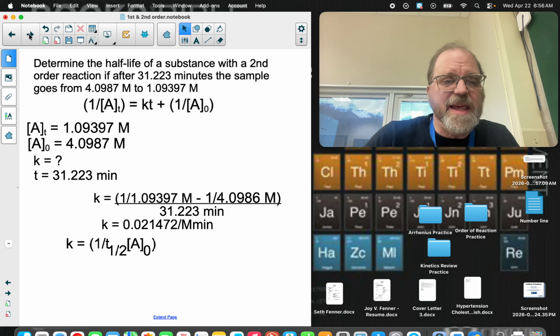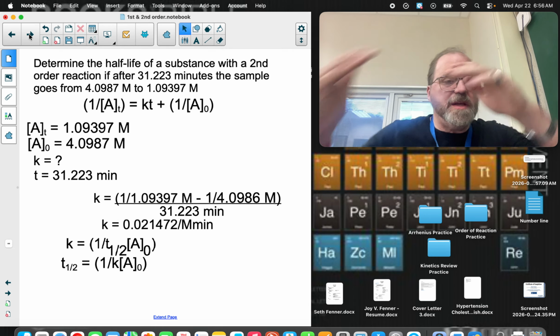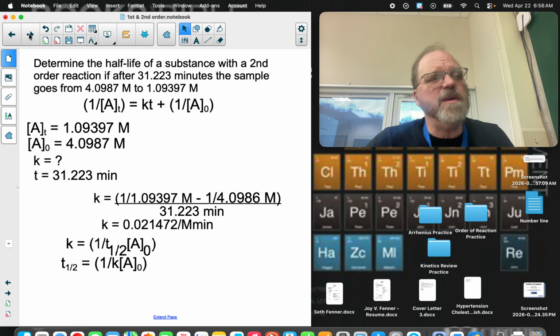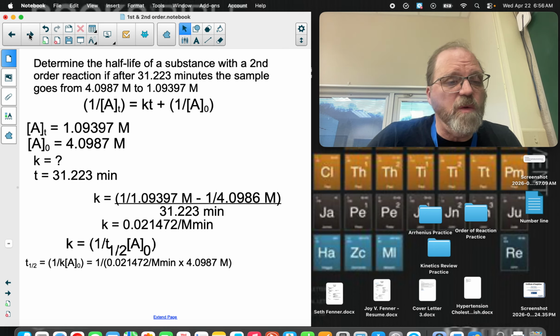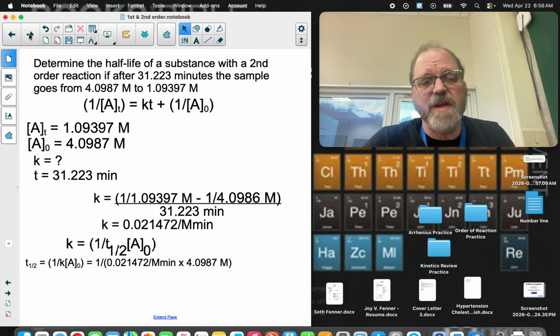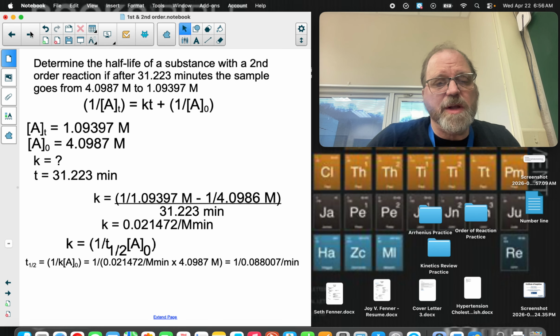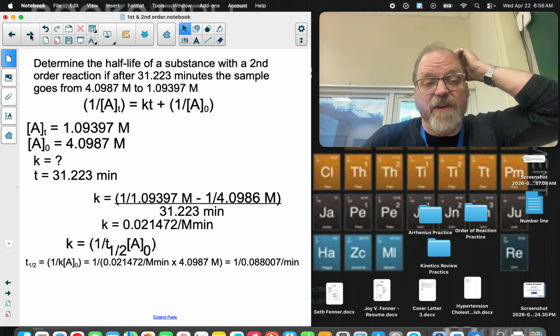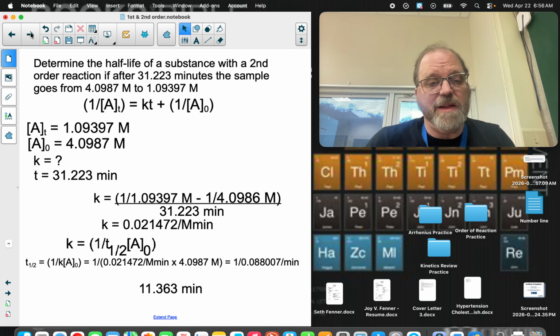Remember, we said k is equal to 1 over t_1/2 times A_0. So we're just going to swap partners. The t_1/2 is going to come up, the k is going to go down. So t_1/2 is 1 over k times A_0. So that's going to be 1 over 0.0212472 per molar minute, the value we just found, times 4.0987 molar. My molars will cross out, and I'm going to get 1 over 0.088007 per minute. To find t_1/2, we take the reciprocal of that, and we get 11.363 minutes. That's our answer. All right.